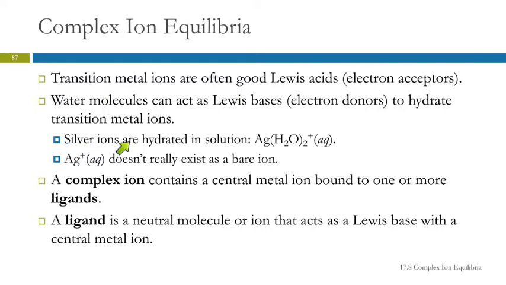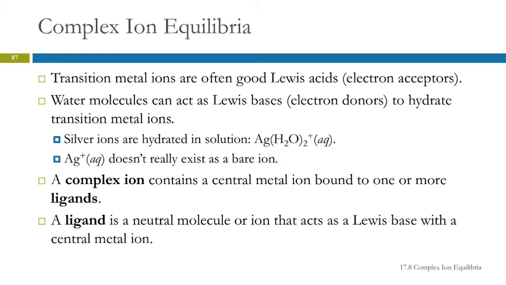So here, silver ion is hydrated in solution. It's got 2 water molecules around it. So it's not really silver ion all by itself. It's accompanied by 2 water molecules. And this is called a complex ion. It's a complex ion because it's not just a single element here. It's not a single covalently bonded polyatomic ion. You've got multiple things coming together, but it's still an ion because overall it has a charge.